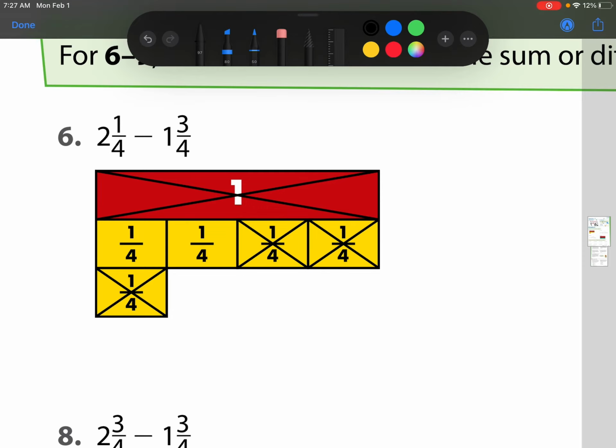2 and 1/4 minus 1 3/4. So they already have this model written for us. Notice this was our 2 wholes right here, and this was our 1/4. And we're taking away 1 3/4. So here's our 1 whole they took away for us, and then they're taking away these 3/4. So what are we left with? We're left with 2/4. Now off to number 7.